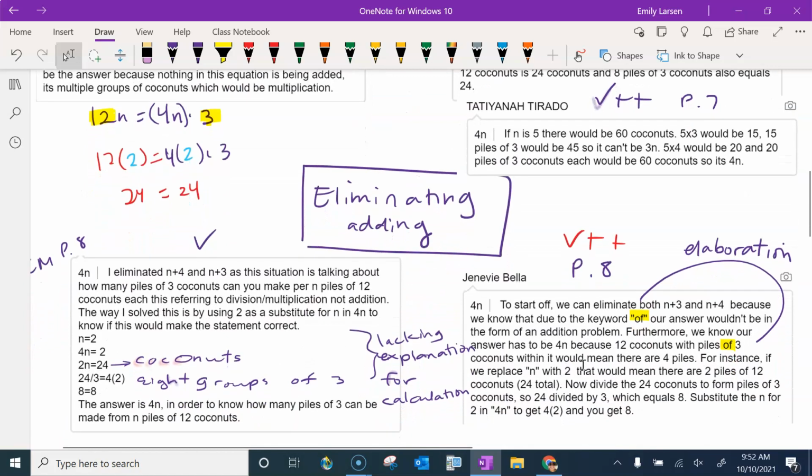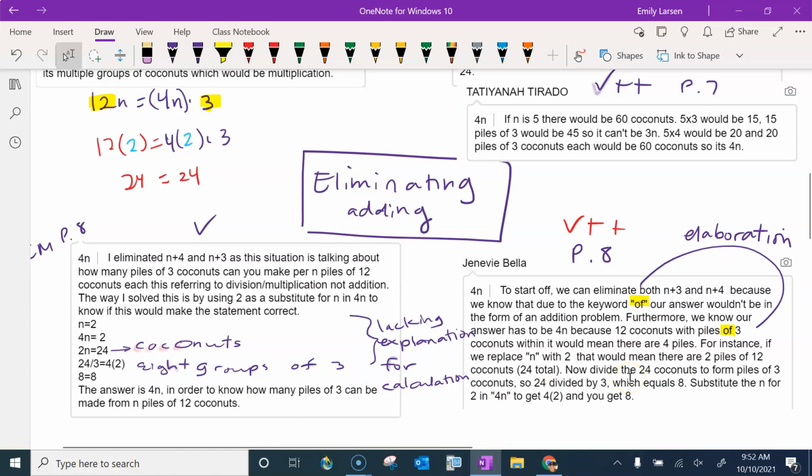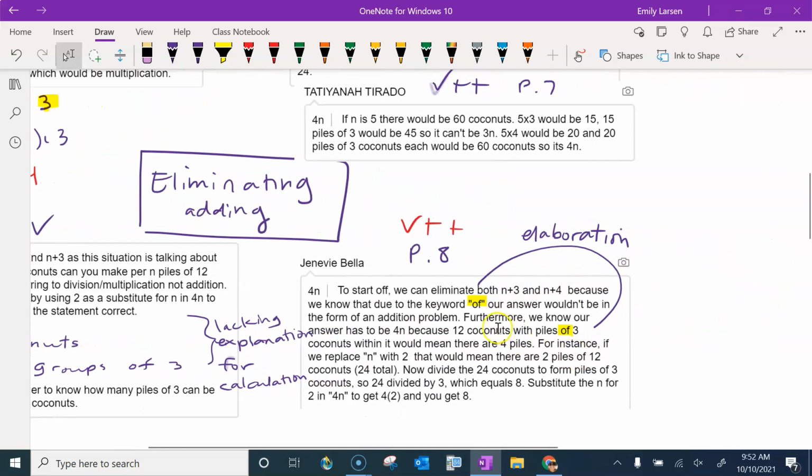Eliminating adding. Okay, so these two eliminate adding as well. And this one got a check because there's not a lot of reference to the units in these numbers, and that's really important when you're looking at context. This one here does talk about the word of, and so that automatically translates to that multiplication, and they elaborate pretty good on that.